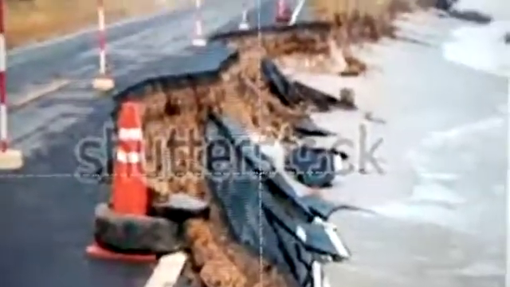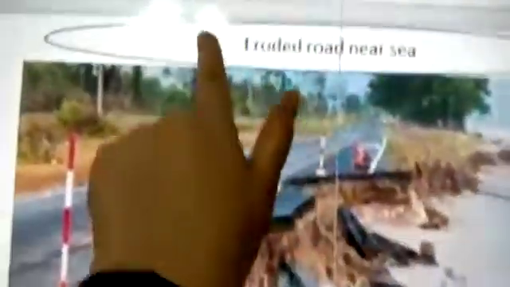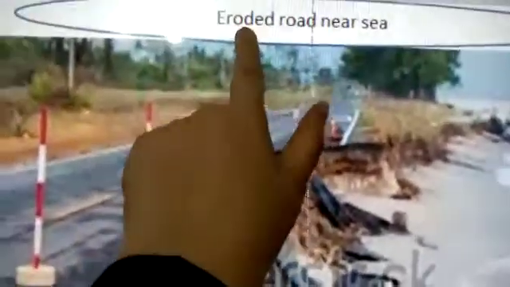Yes, now what can we see? We can see a sea, and we can see an eroded road. What's the meaning of eroded? Eroded means the surface of the road is removed, or the surface of the road is broken.